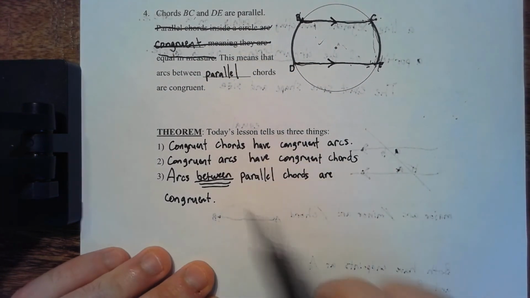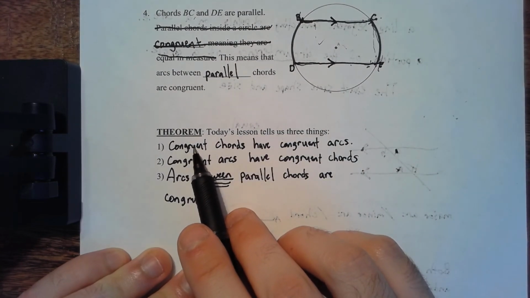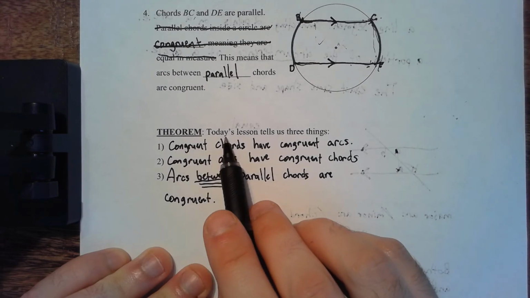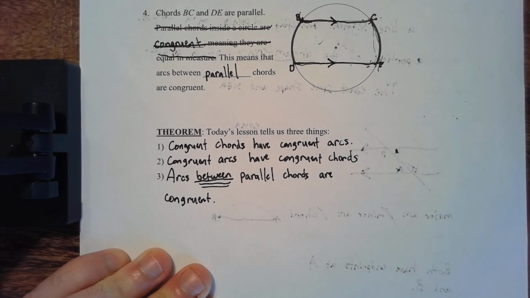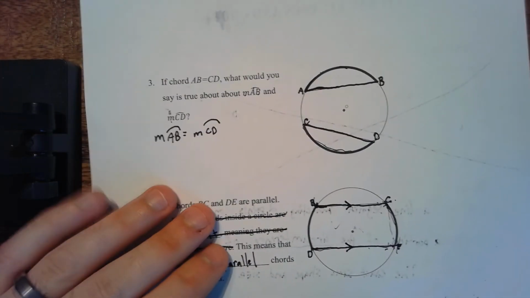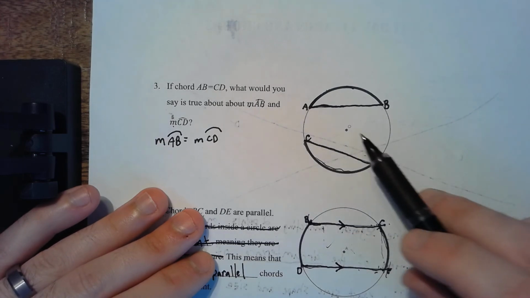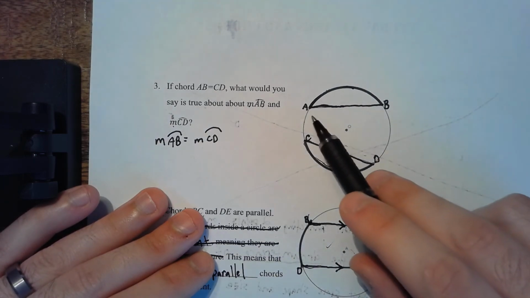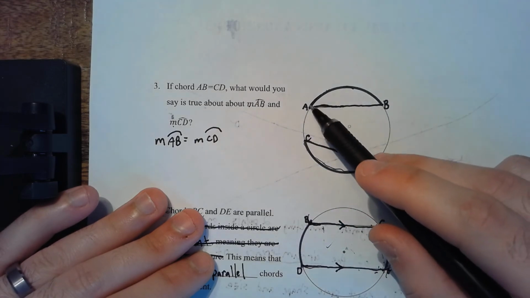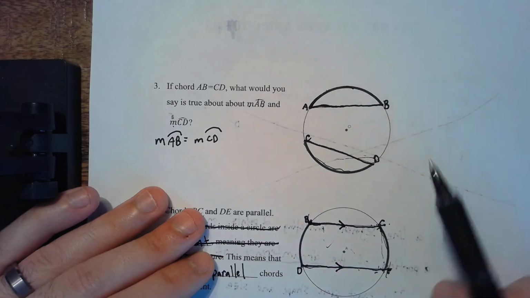Today's lesson tells us 3 things. The first thing it tells us, congruent, which means equal size and shape, they're the exact same. Congruent chords have congruent arcs. That's going back up to here. So AB and CD were congruent, meaning they're the exact same size and shape. They're both straight lines of a certain distance. That means arc AB is going to be congruent to arc CD.